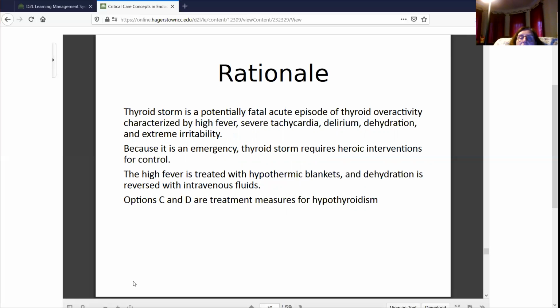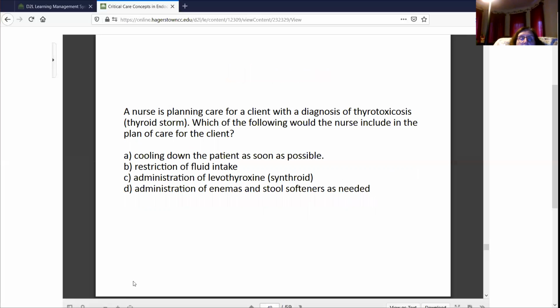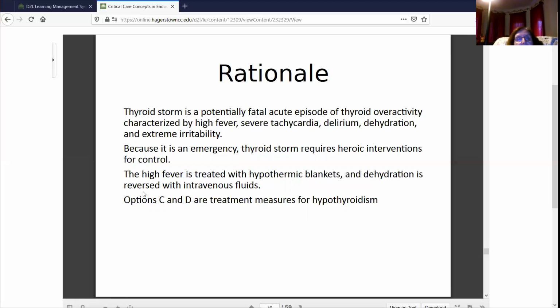Thyroid storm is a potentially fatal acute episode of thyroid overactivity characterized by high fever, severe tachycardia, delirium, dehydration, and extreme irritability. Because it is an emergency, thyroid storm requires heroic interventions for control. The high fever is treated with hypothermic blankets, and dehydration is reversed with intravenous fluid. Options C and D are treatment measures for hypothyroidism.